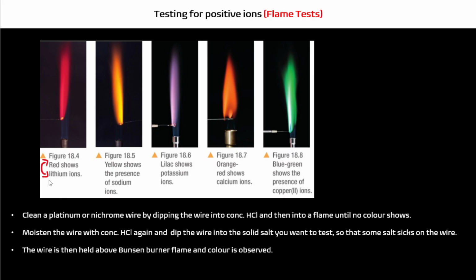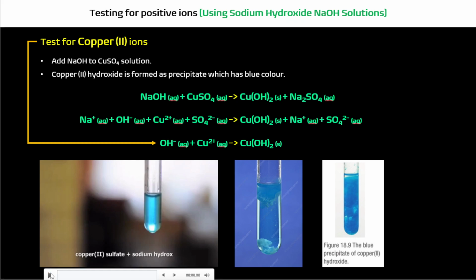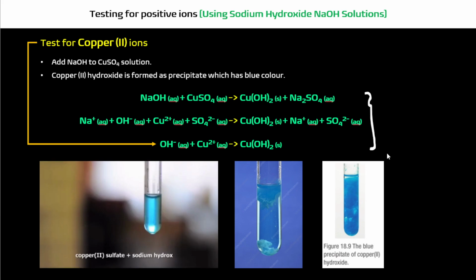Okay, now after we learn about the flame test, now we're going to learn about adding sodium hydroxide. So for copper 2 ions, we are simply going to add sodium hydroxide to copper 2 sulfate solution, and the result of the reaction, which is copper 2 hydroxide, will be a blue solid precipitate. And in exams you might be asked to write the ionic equation, so try to write this down on your own as well, which is very simple.